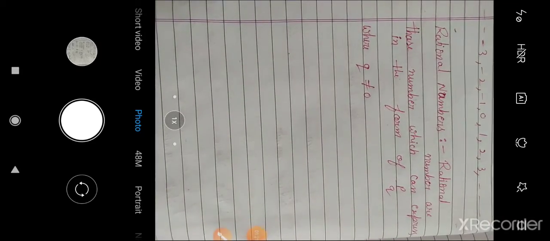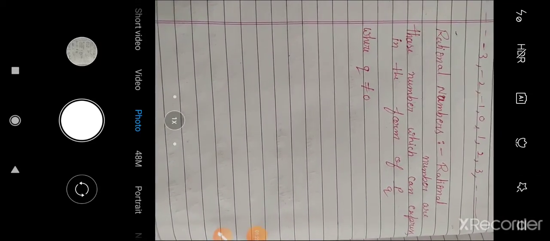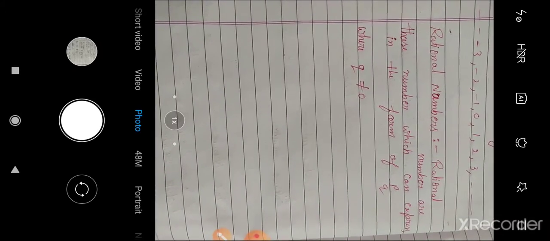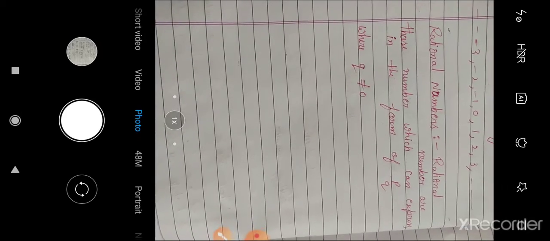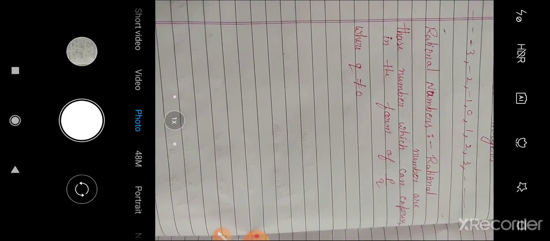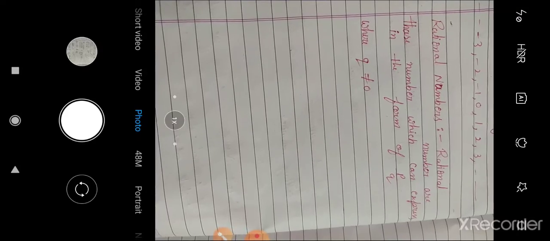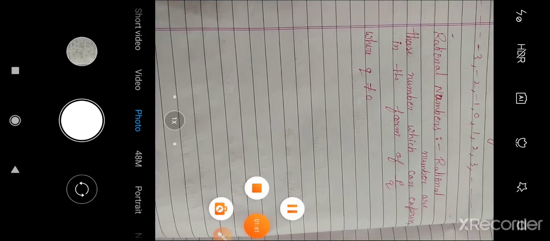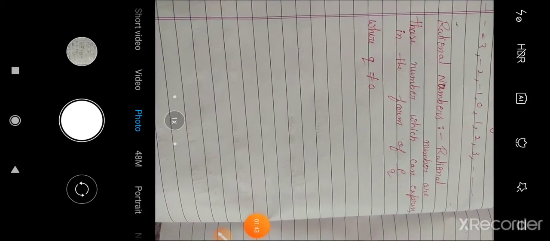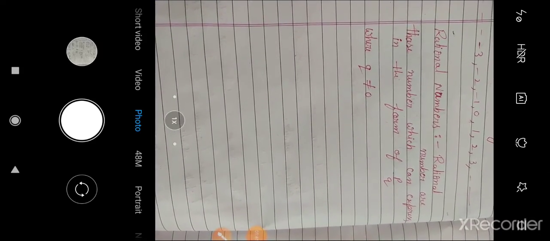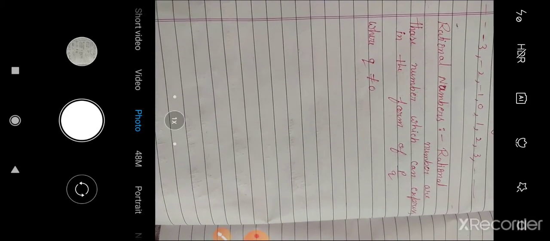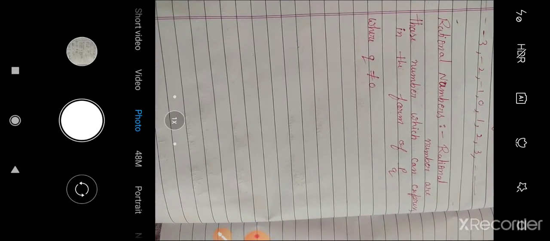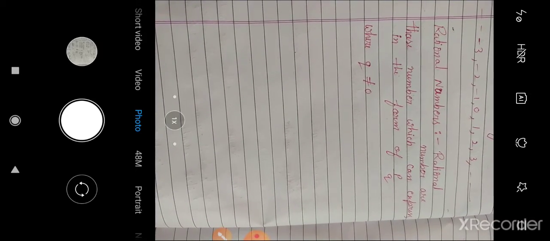Rational numbers are those numbers which can be expressed in the form of p upon q, where q does not equal 0. Here p is the numerator part of the rational number and q is the denominator part of this rational number. There is a basic difference between a rational number and a fraction: a rational number can be positive, negative and 0, but a fraction cannot be 0 or negative.